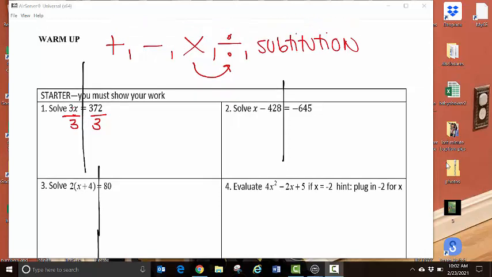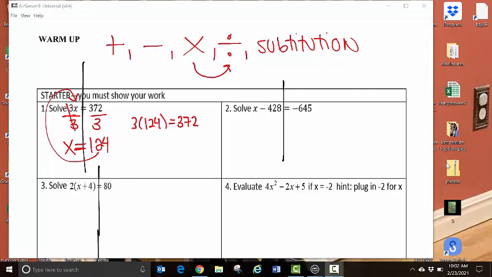So now, if I divide both sides by 3, 3 divided by 3 goes away. And we have x equals, guys, what was 372 divided by 3? 124. Okay, and we're done. I promise you, if you plug this back in using the substitution rule, 3 times 124, you would get 372.